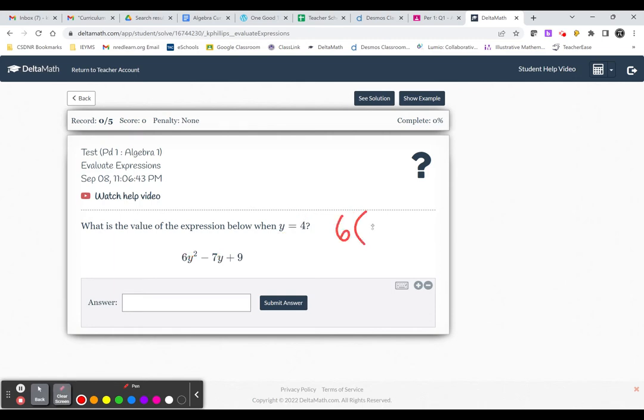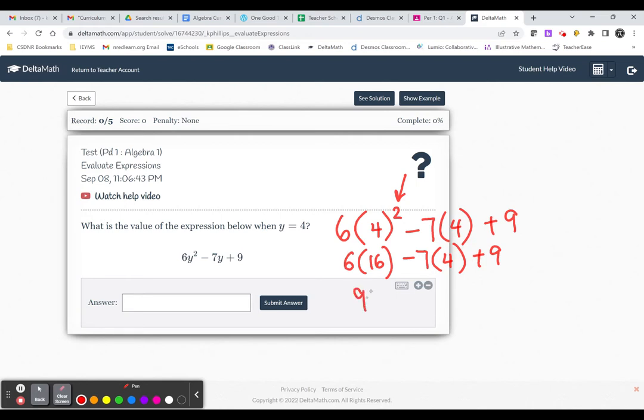So 6 parentheses 4 squared minus 7 parentheses 4 plus 9. Using your order of operations and performing your math from left to right, you're going to perform your exponent first. So 6 parentheses 16 minus 7 times 4 plus 9. Use a calculator if you need to. 6 times 16 is 96 minus 7 times 4 plus 9.